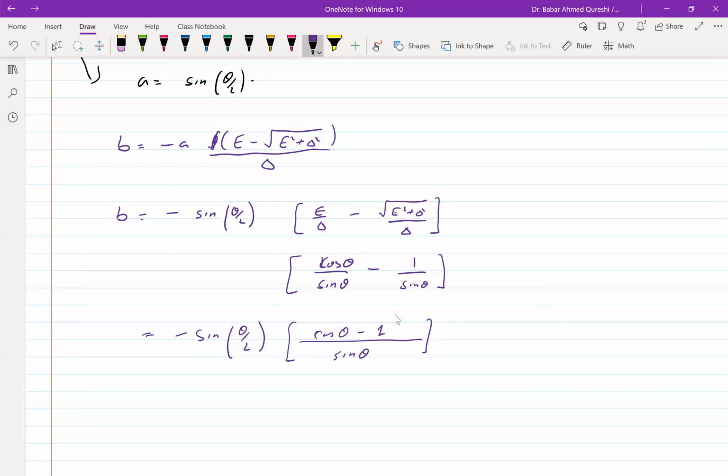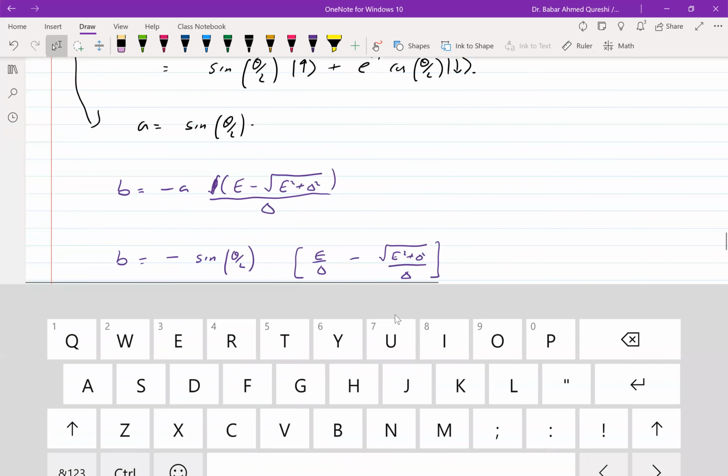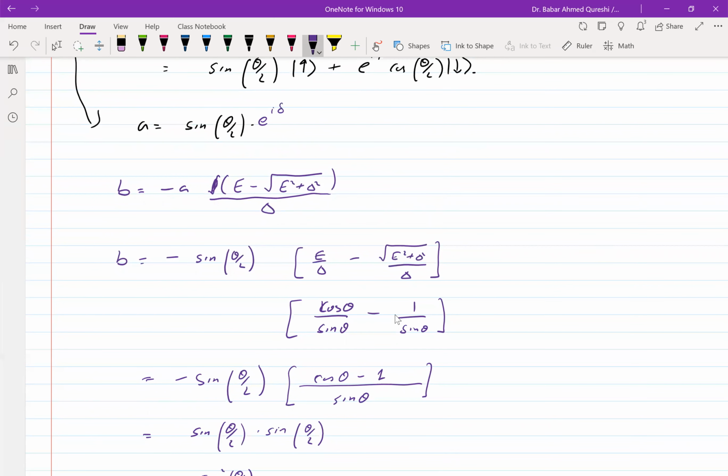Yeah, sine theta by 2 is 1 minus cosine theta over sine theta. Minus 1 minus cosine theta over sine theta is sine theta. So I can absorb the minus sign and it will give me sine theta by 2 times sine theta by 2. So I don't get any extra phase. Well, actually, I could have included a phase here to start with. This will just keep going.